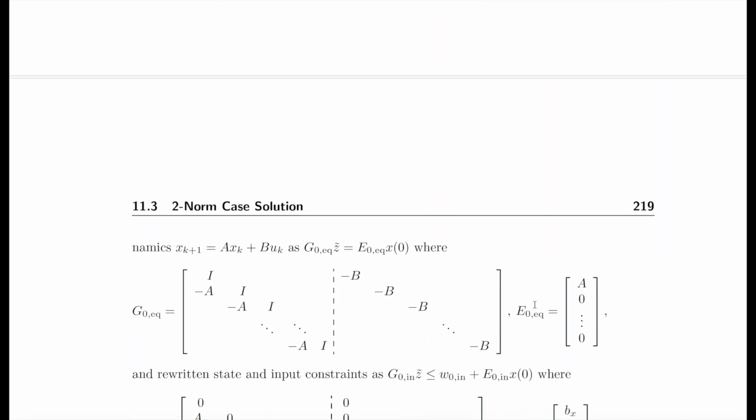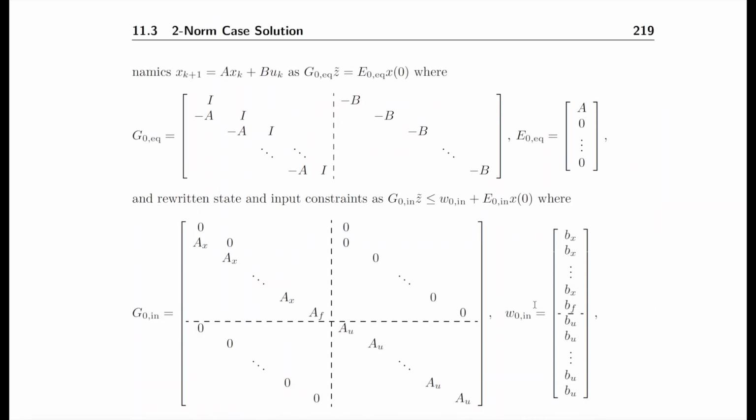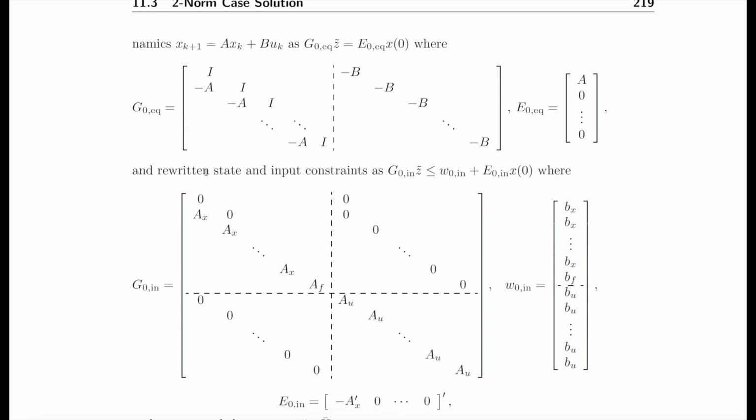So here, if you want, the detailed expressions of G0, E0, and also the written state and input constraints here, you will see that we have zeros here, A_x, zeros here, b_x, b_f, b_u, zeros here, A_u, and here A and I, and so on.